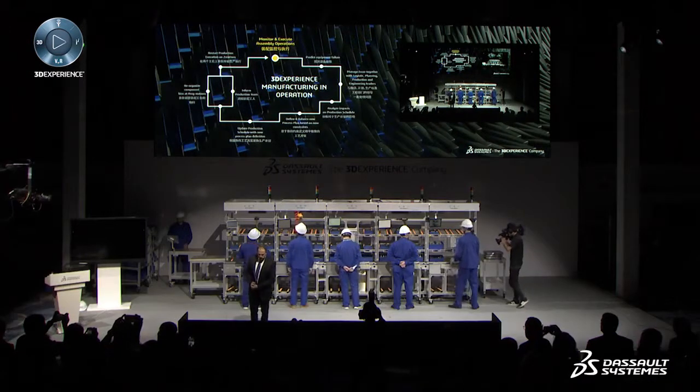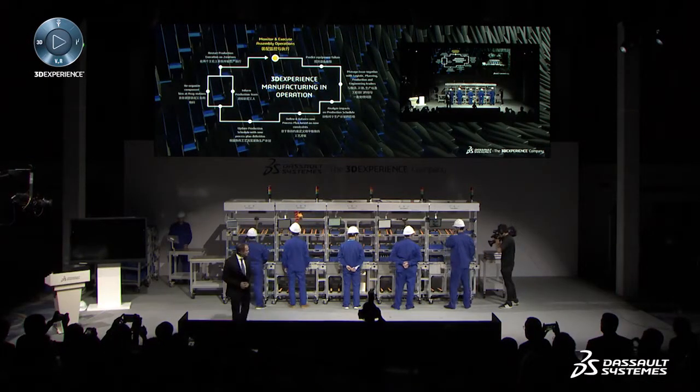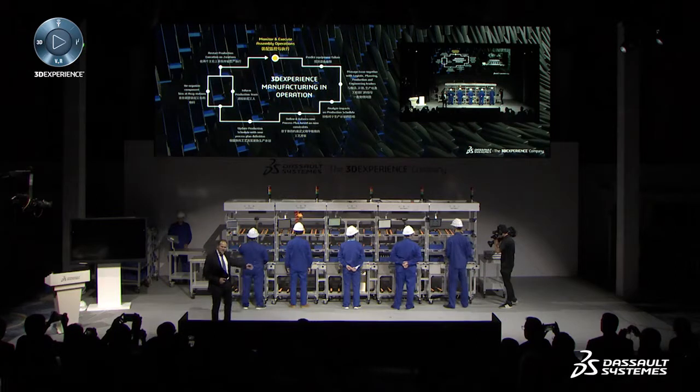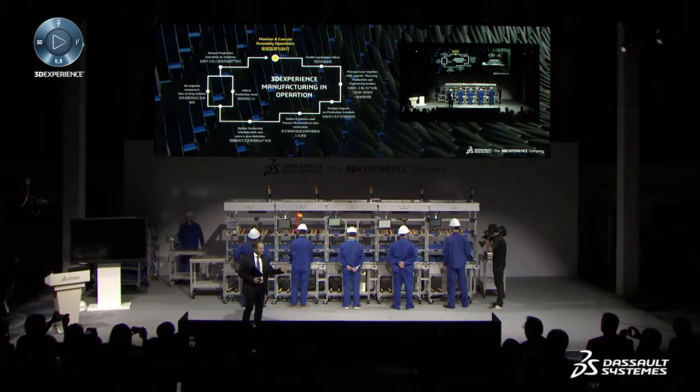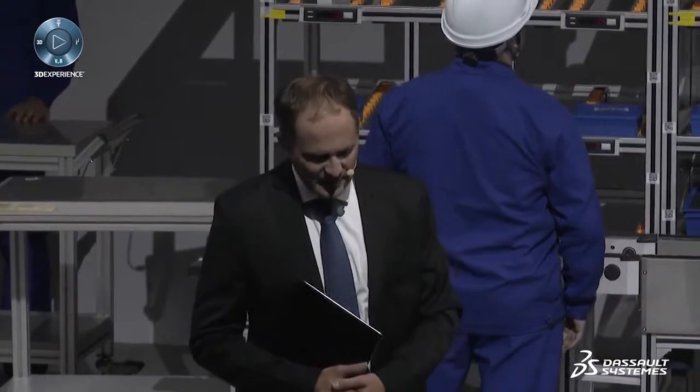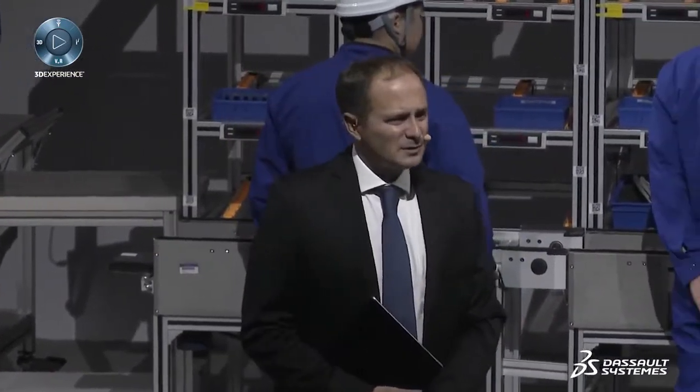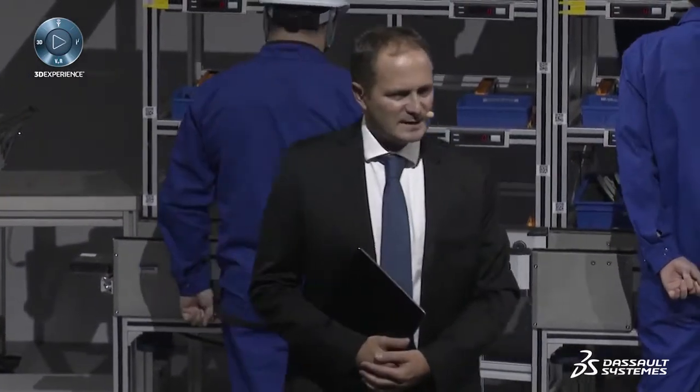Let's imagine we are managing a plant, a real plant, where we have several production lines. Of course, the manual assembly line we have here on stage, but not only. We will also have automated production lines with machining stations and robots. As any other manufacturers, we are looking for more flexibility and agility of our manufacturing assets.